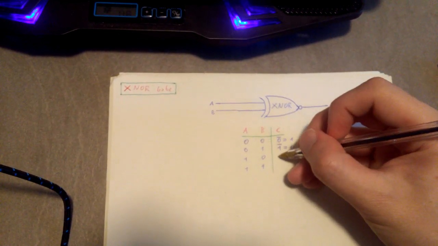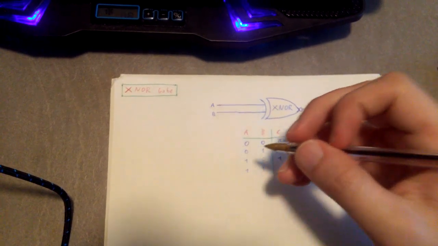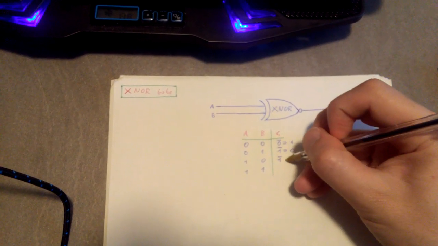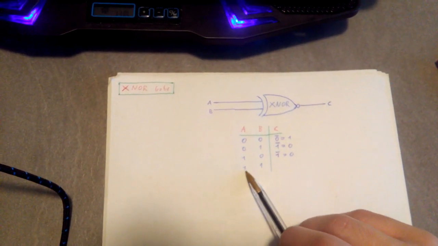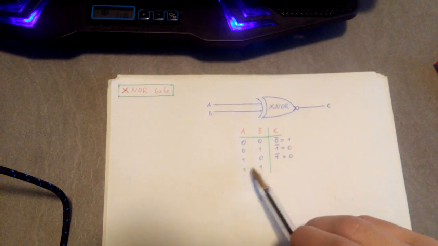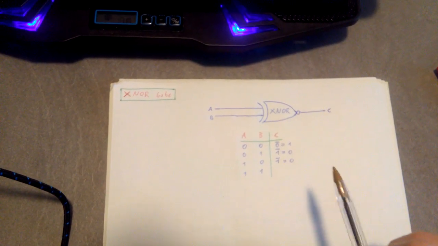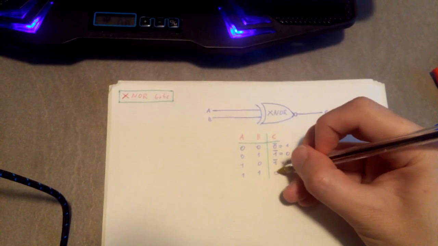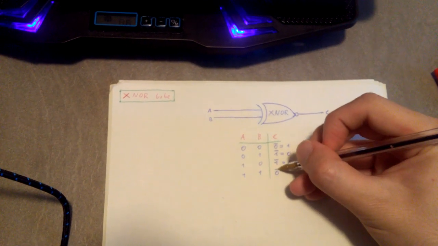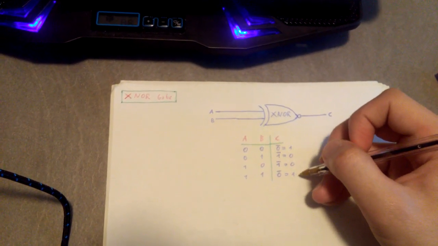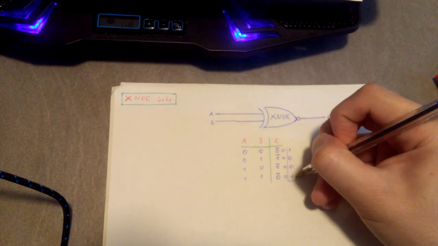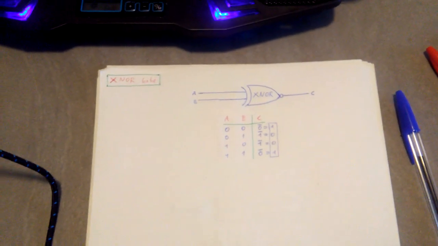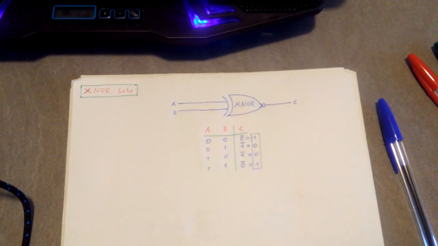1 and 0, at least one of them is with high voltage because it's 1, so the output is 1. We say NOT 1, so the output is 0. And lastly, we have 1 and 1. Both of them are 1, and we don't want them to be 1 as the output. So the output will be 0, but we have a NOT, so NOT 0, which is 1. So this is our final expected behavior.